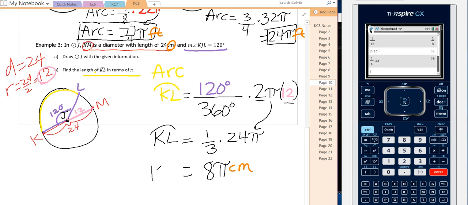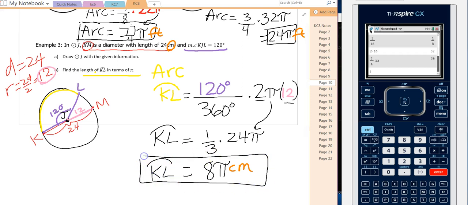So there we go. Now we know that our arc length of KL is equal to 8 pi centimeters. And again, the reason why we leave the pi in there is because it tells us to leave it in terms of pi. If for any reason it tells you to round or be exact, all you have to do then in your calculator is multiply 8 times pi.